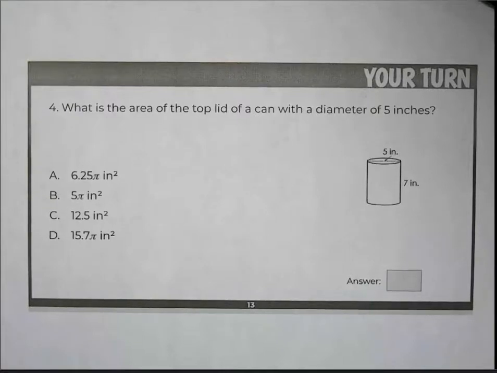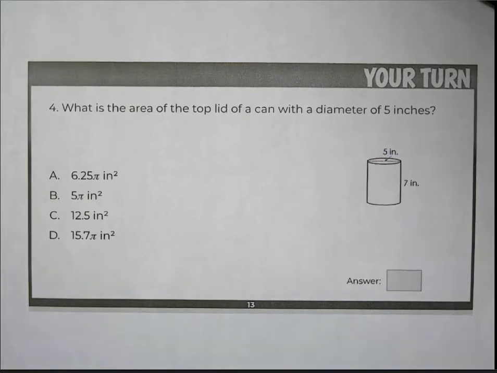Okay, so this is your turn number 4. I usually never do your turns, but this one is kind of tricky, so I thought I would. It says, what is the area of the top lid of a can with a diameter of 5 inches?